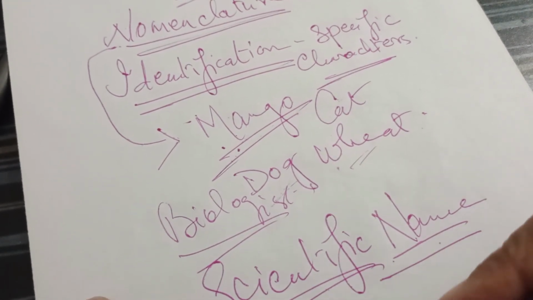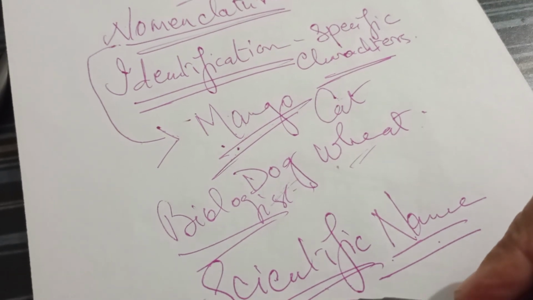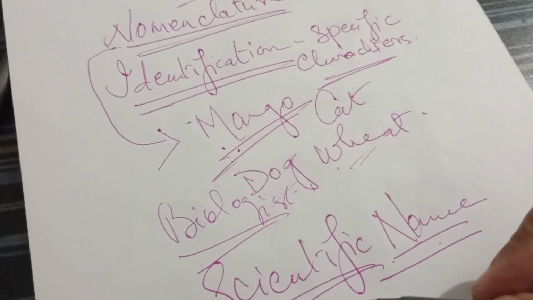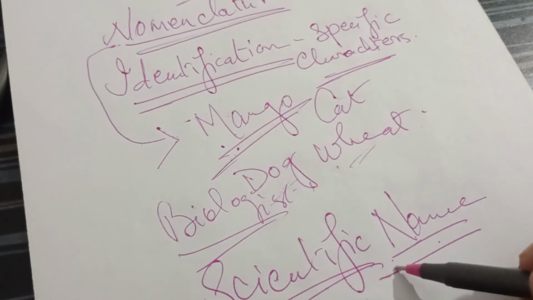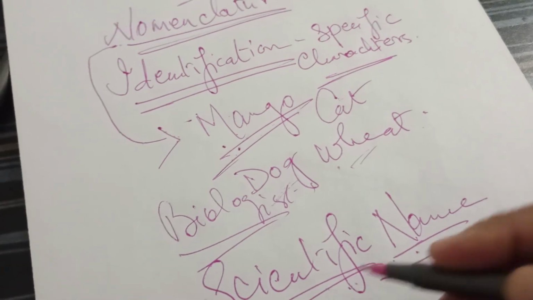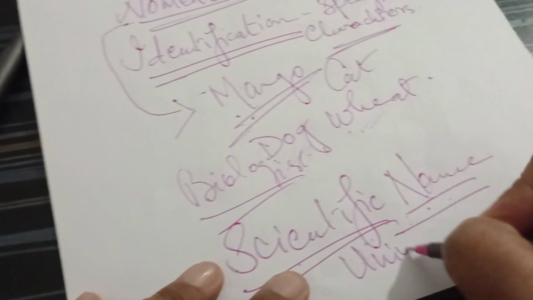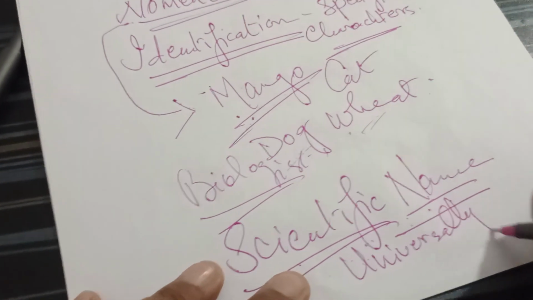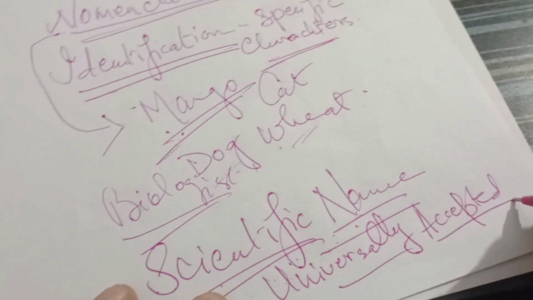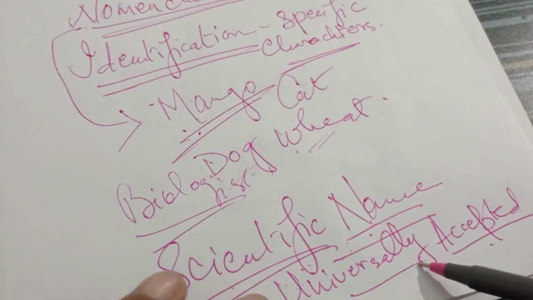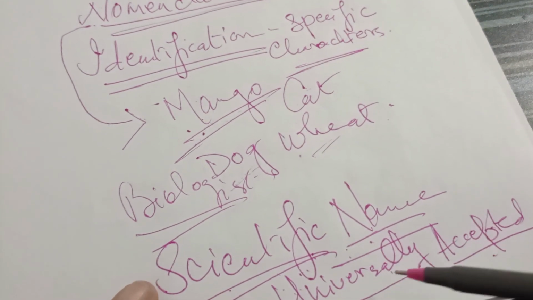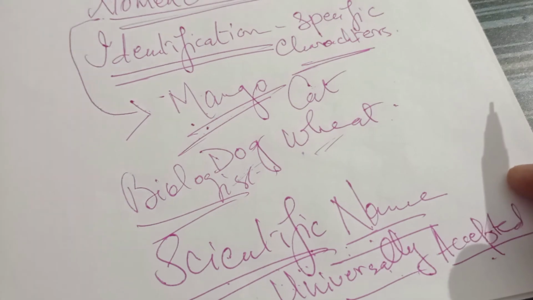So what is a scientific name? A scientific name is a common biological name which is given to each and every organism, and this scientific name is universally accepted. Universally accepted means everyone accepts this name. By this name, everyone understands what we are talking about.